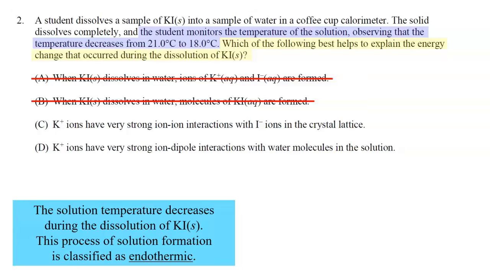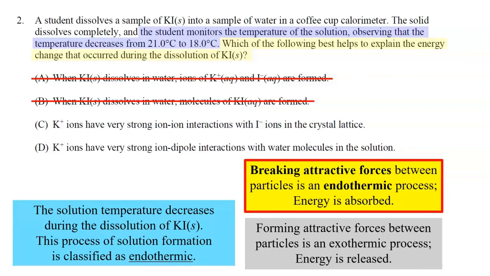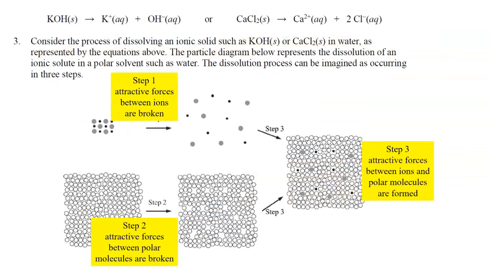Now we should consider whether these attractive forces are broken or formed and how that relates to the energy. So breaking attractive forces between particles does require energy. So that is an endothermic process in which energy is absorbed. On the other hand, forming attractive forces between particles is going to release energy. That's an exothermic process. Now, on this next slide, this is something that I had presented in my packet for topics 6.1 to 6.5. And what this diagram does is it breaks down different steps in the process of dissolving an ionic solid into water.